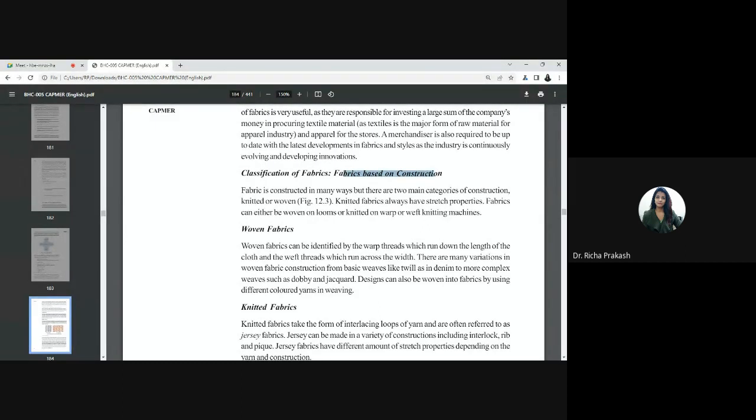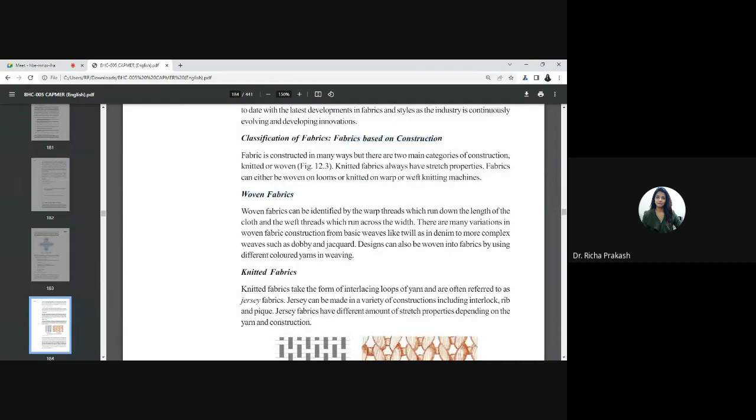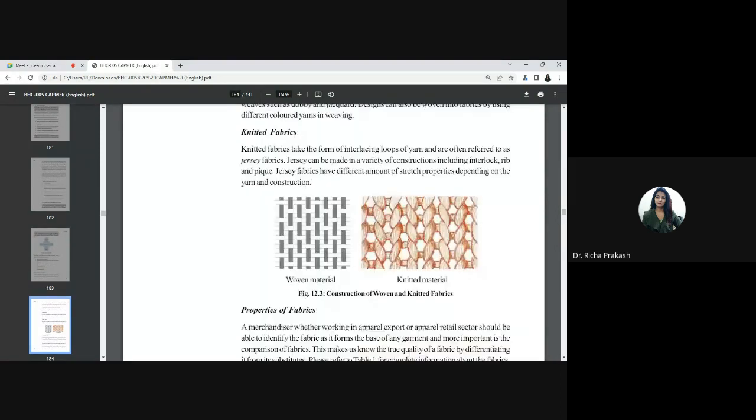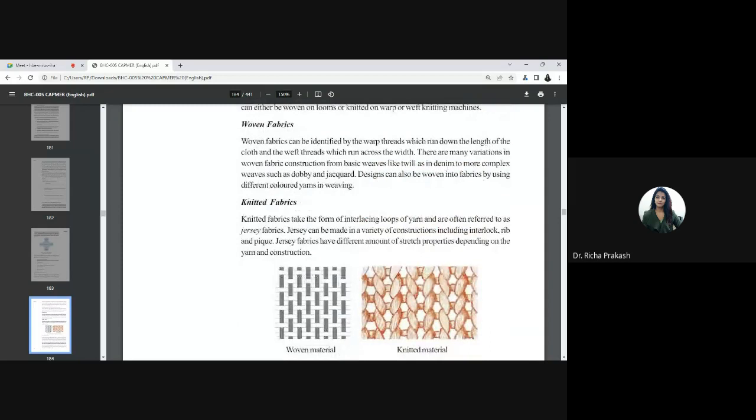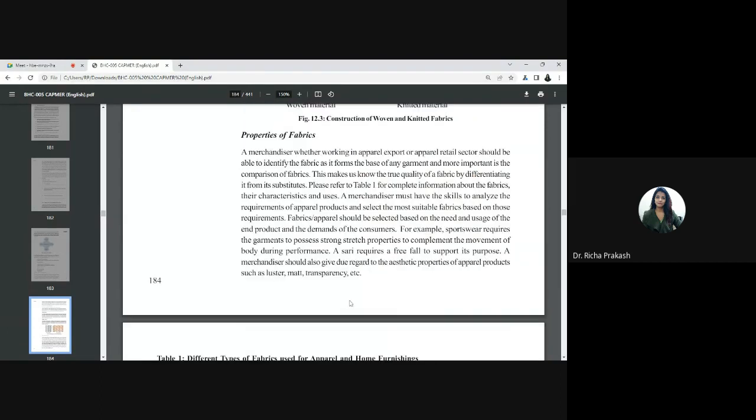Fabrics based on construction, woven fabrics. Woven fabrics are what we wear on a regular basis, like cotton, which is actually woven on looms and has warp and weft threads. The thread that goes vertically we call warp, and the one that goes horizontally we call weft. Another process of making fabric is knitted, which includes woolen garments, t-shirts, hosiery fabrics, jerseys and all.